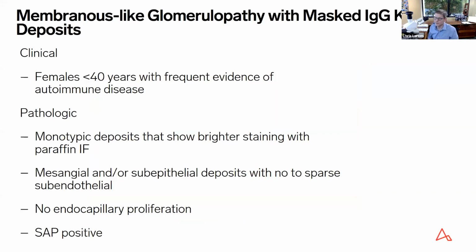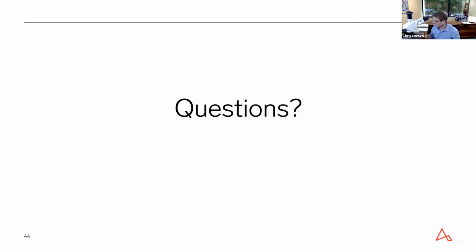So quick update. Young females frequently have kind of vague autoimmune phenomena. They'll have monotypic deposits by paraffin immunofluorescence, but don't have evidence of an associated monoclonal immunoglobulin, so it's not an MGRS. Usually don't have endocapillary proliferation, though they can oftentimes have crescent formation, and these are SAP positive. So again, just another example of a disease that's in the differential diagnosis when we see routine immunofluorescence C3 only staining. It's an esoteric disease.